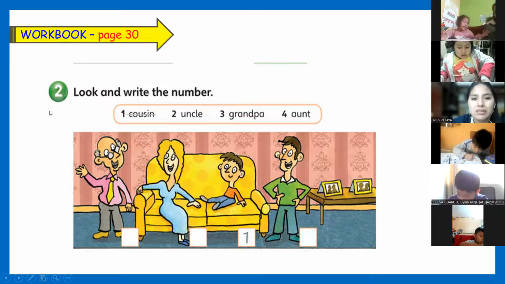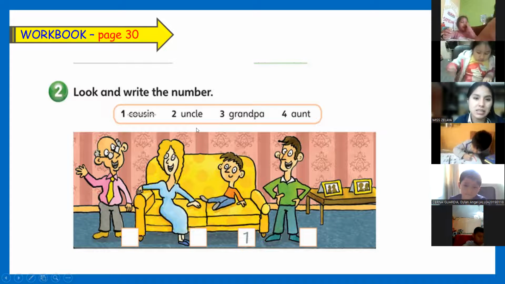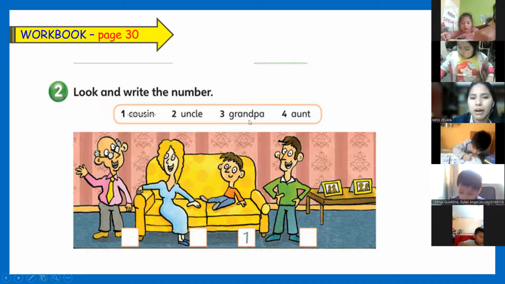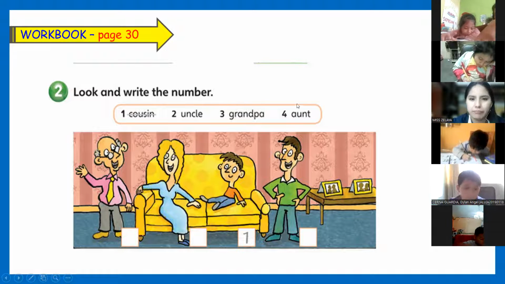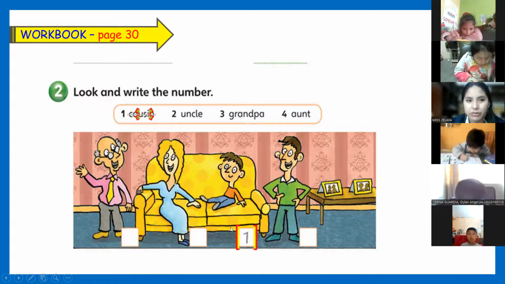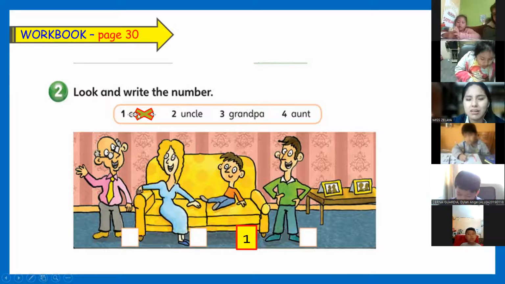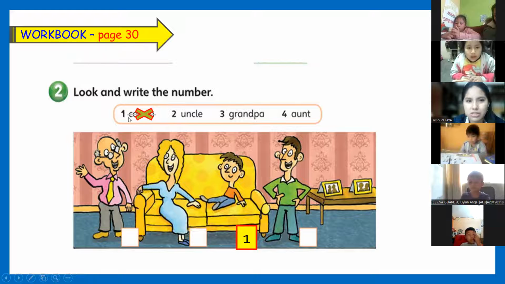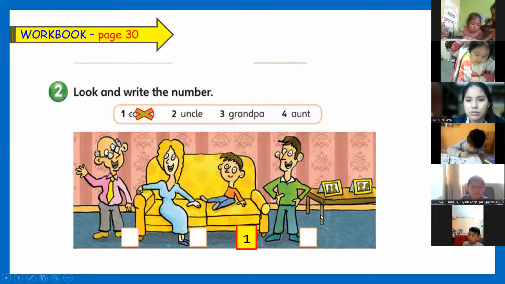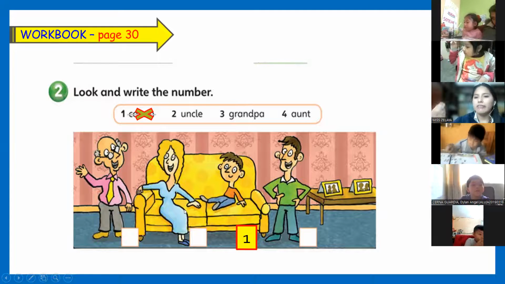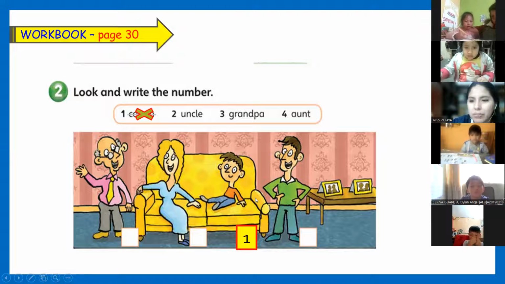Okay, the number 2 is uncle. You know, uncle es tío, ¿verdad? The number 3, grandpa es el abuelo. Number 4, aunt es la tía. Okay, so look at this picture and write the correct number. For example, the number 1 is cousin. The number 2, uncle. What picture is the number 2? Uncle. Okay, you have to complete the numbers. Completen los números.